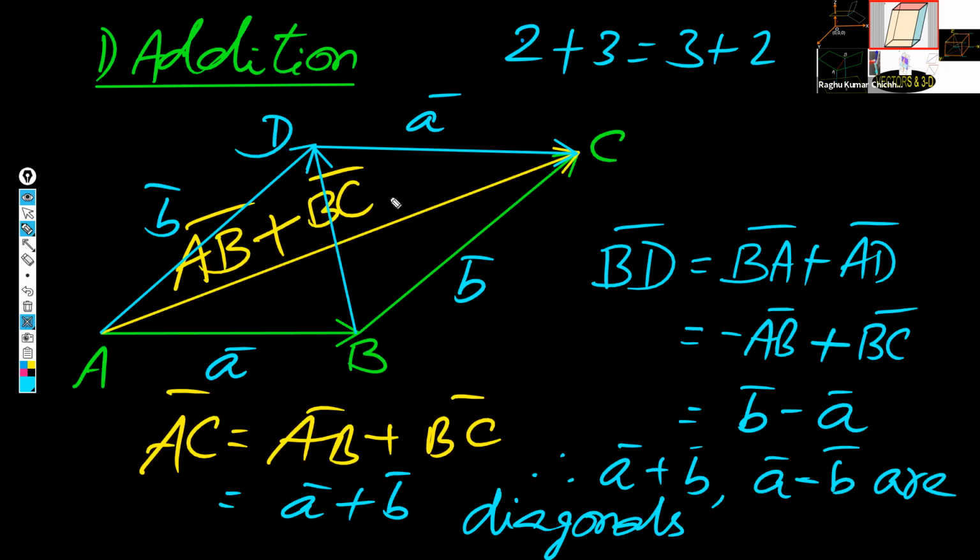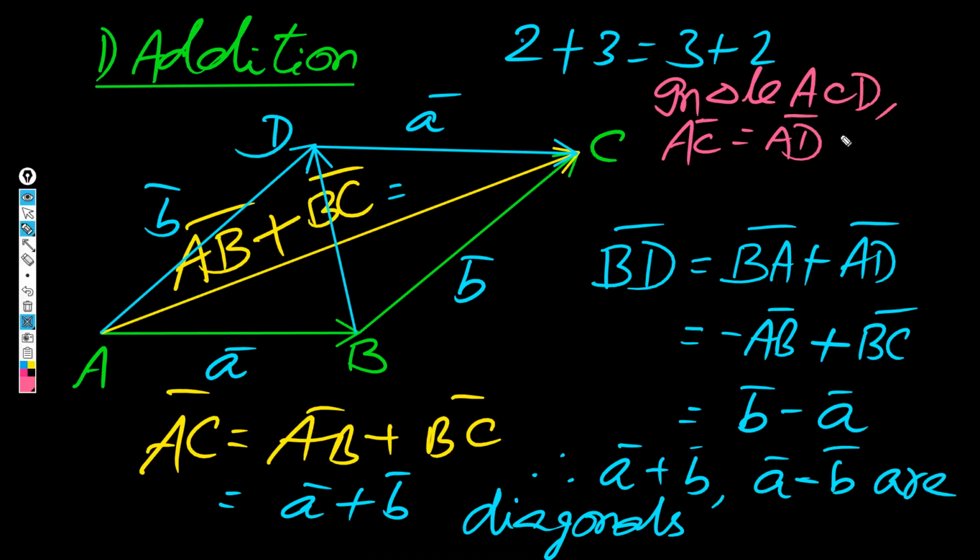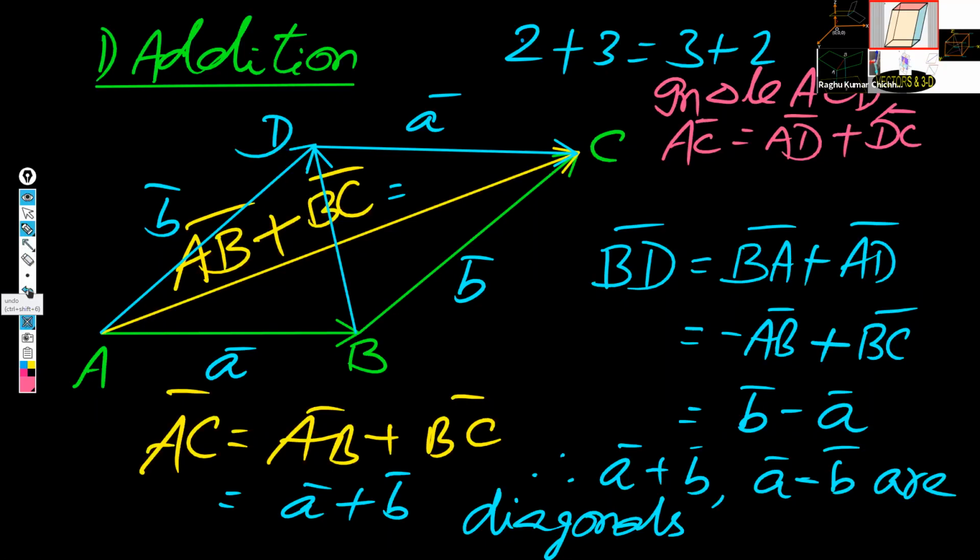Now I'll take the upper triangle. If you take the upper triangle, then what will be AC bar? AD plus DC. In triangle ACD, tell me what is AC bar? Kaushik, AC bar is equal to? Sir, AD bar plus DC bar. AD bar plus DC bar.